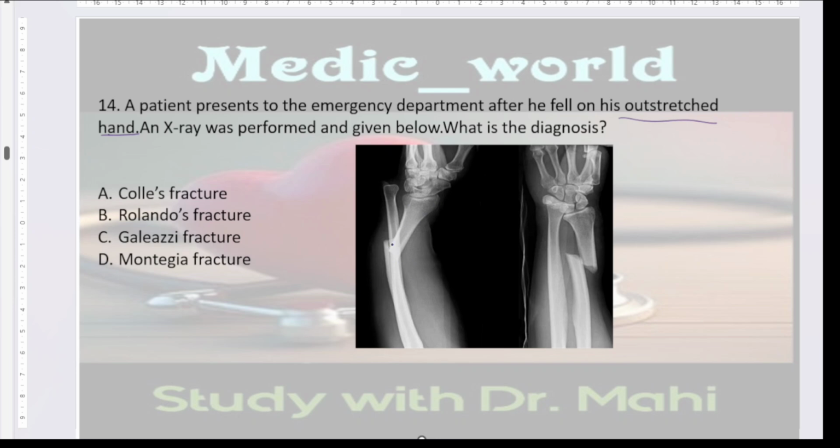Here, this is the radius, and here we can see the oblique fracture in the radius, and the distal radioulnar joint is dislocated, which points towards the diagnosis of Galeazzi fracture. So the answer to this question is option C, that is Galeazzi's fracture.